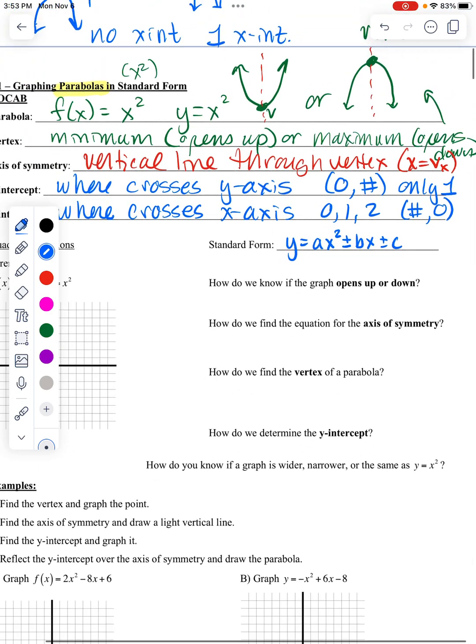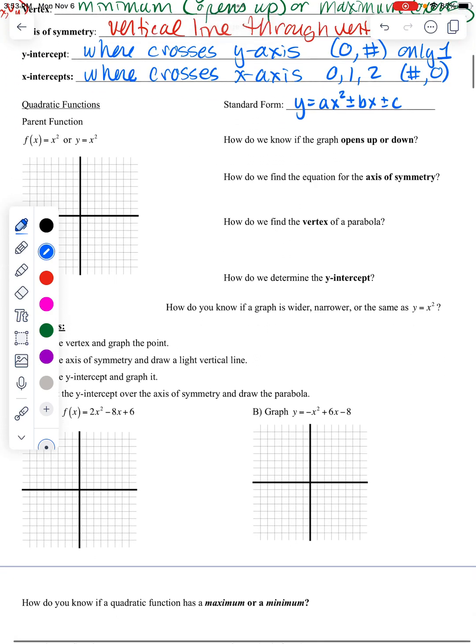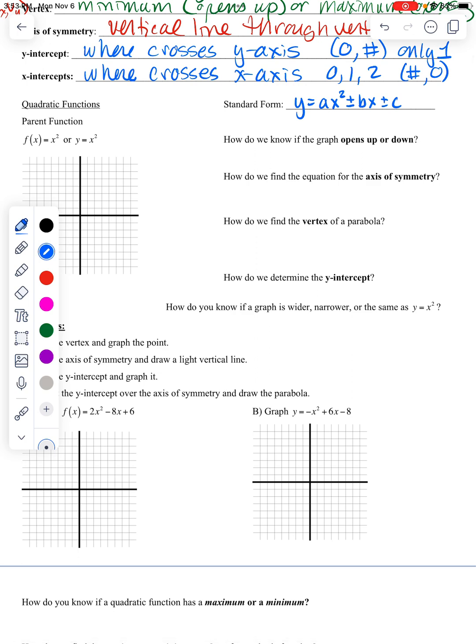So how do we know if the graph opens up or down? Well, you guys probably know this if you just kind of think about it. We've talked about this with other styles of graph. If you have a positive a, so a is greater than 0, your parabola is going to open up. If you have a negative a out in front of the x squared, that's going to flip your graph over, and then your parabola is going to open down. So opens up is going to be a positive a in front of the x squared. Opens down is a negative a in front of the x squared.